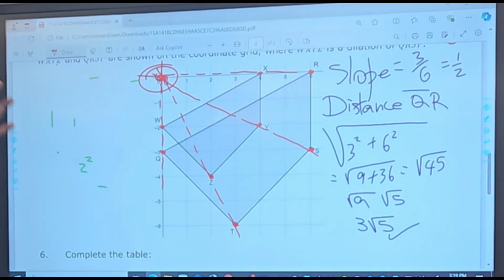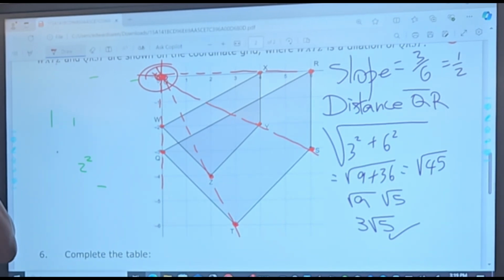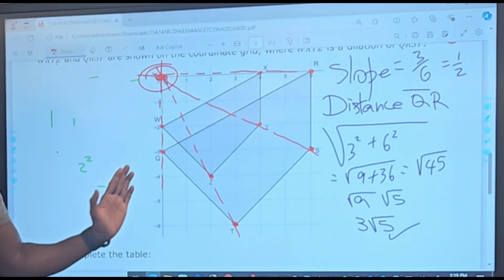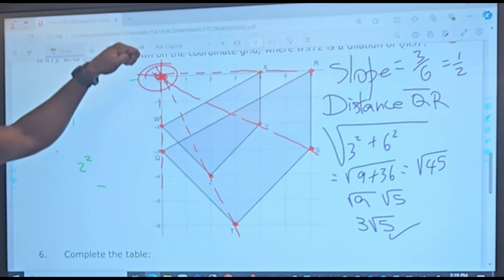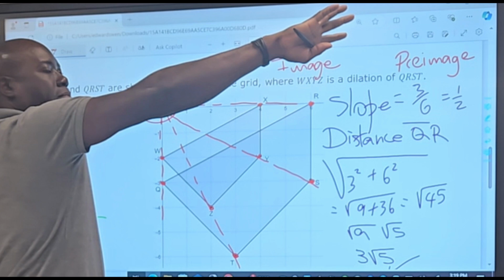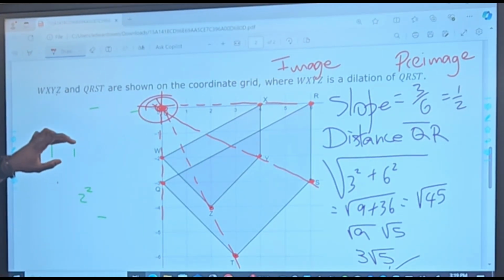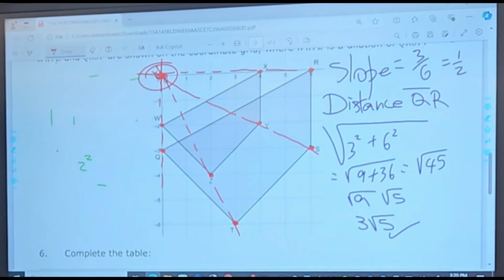The idea for doing this is that if you have a pre-image and an image, and you want to find the center of that dilation, you connect 2 or more pairs of corresponding vertices. You draw long lines through them, and they will converge at the same place. It's called the center, which means that your dilation developed from there. This was where everything blew up or shrank from, okay? That's where the idea is coming from, right here. Are we good? All right.